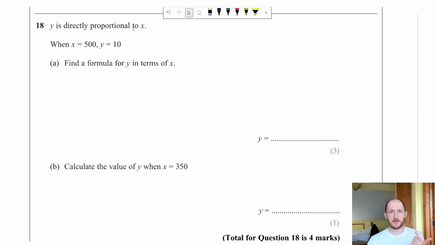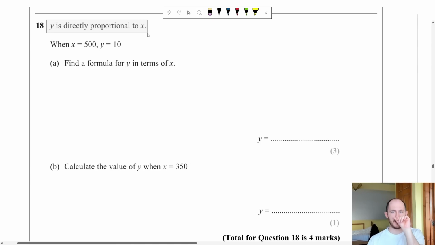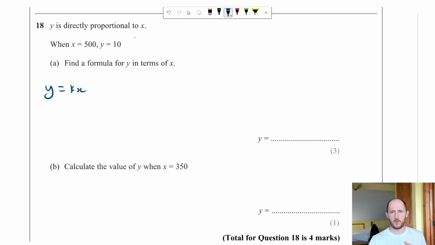Proportion is actually one of my favourite topics as well, along with compound interest and things like that, because if you find a formula, it's 3 marks. You get marks for the same 3 steps every single time. The first is for using this. If it's directly proportional, you just write y equals kx. 1 mark. Easy.